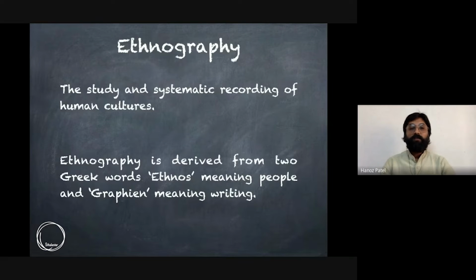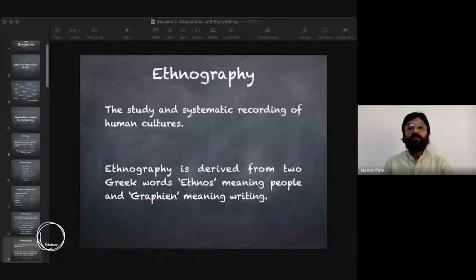Then ethnography, which we've also looked into, is the study and systematic recording of human cultures, very focused on human cultures. Where does the term ethnography derive from? It derives from two Greek words: ethnos, meaning people, and graphein, meaning writing. So, writing about people. That is how it gets its name.